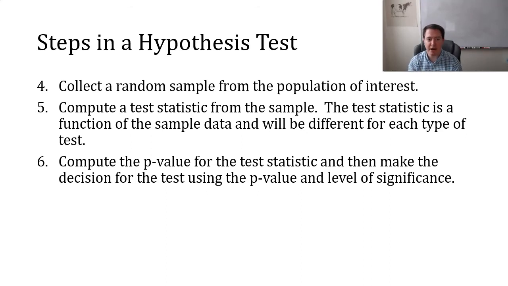So from there, I want to compute a test statistic. Remember, this is just an intermediate step to calculate the p-value. So this is not something I interpret directly. It's something I use to calculate a p-value, which is this step 6. So after I compute that p-value, I'm going to just make the decision for my test by seeing whether my p-value is less than that significance level or not.